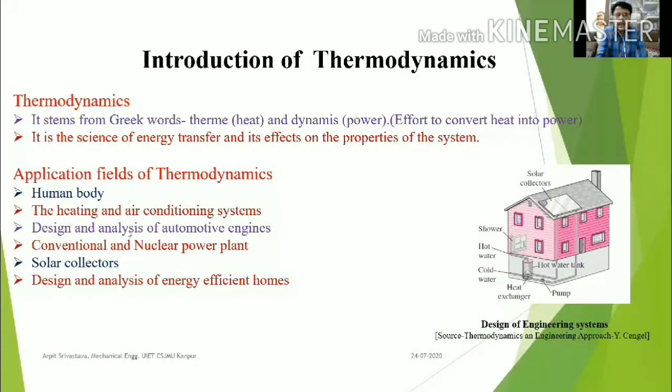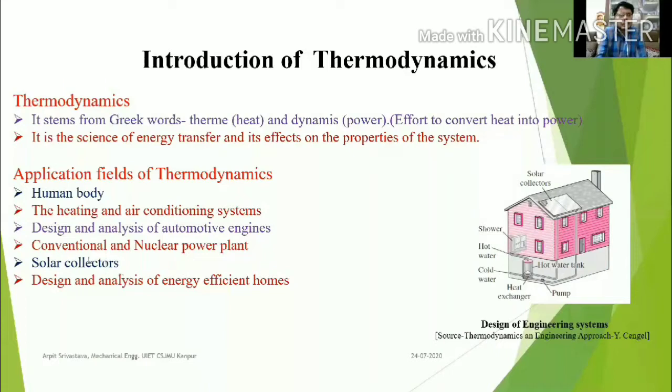Next application is the design and analysis of automotive engines, because in this type of analysis we have to calculate the amount of heat generated in the combustion chamber through the combustion of fuel. We have to use these thermodynamics concepts again and again to calculate this heat, and also for the cooling of the heat engine and other engine component parts, we have to use thermodynamics principles.